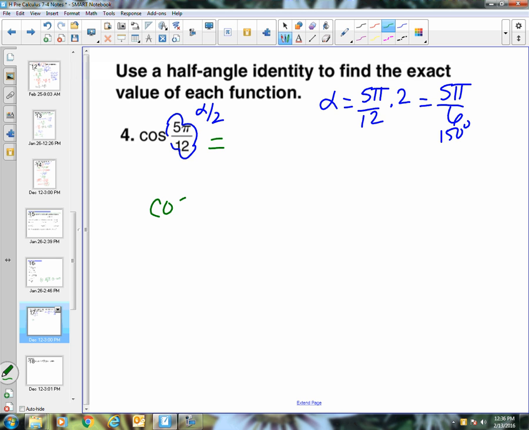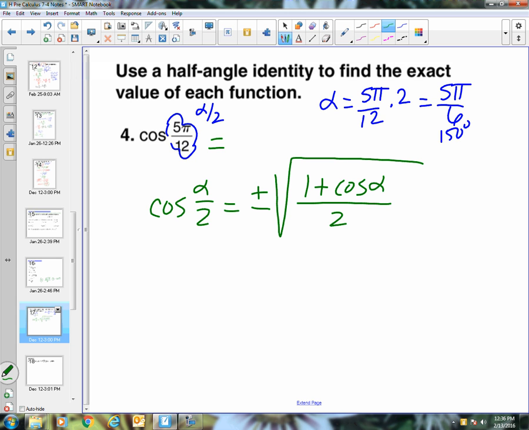Okay, so the first thing that I'm going to do is go ahead and write the formula again. So this is the cosine formula, plus or minus the square root of 1 plus cosine of alpha over 2. Okay, and again, let's just run through this again to make sure that this makes sense to you. The plus or minus part out front comes from the quadrant of the original alpha over 2 angle. So that original alpha over 2 angle, that's how you tell if it's going to be positive or negative. So our original alpha over 2 was 75 degrees, or 5 pi over 12, which means we are in quadrant 1 for the original angle. Okay, so that means it's going to be a positive answer.